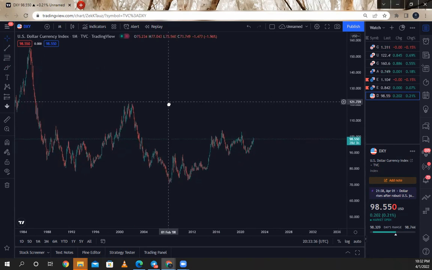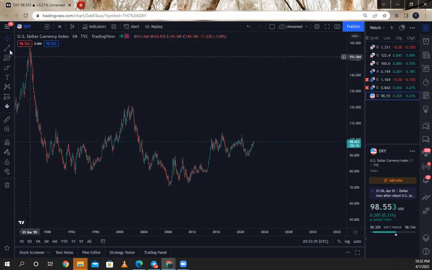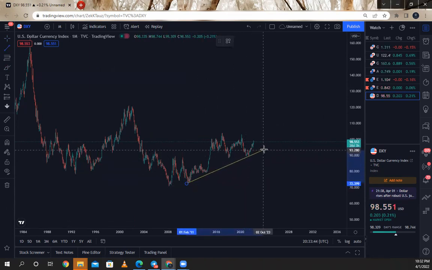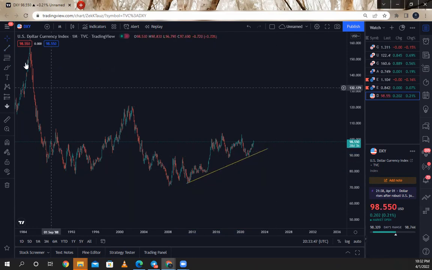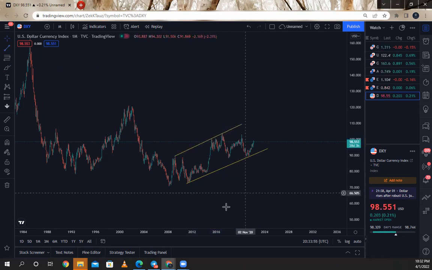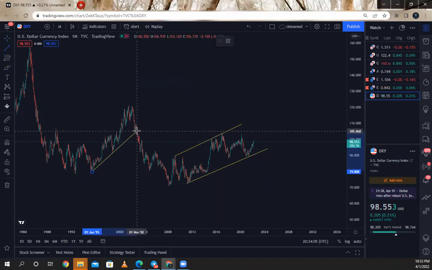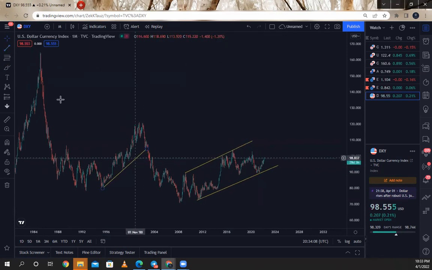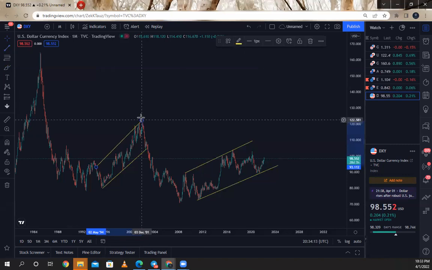When we say we draw them all the way to the wick, we basically just connect. If it does not connect, then it is not there. You understand? So that is basically what we do. This is what we use trend lines for, and this is how we draw them. We just connect those wicks.